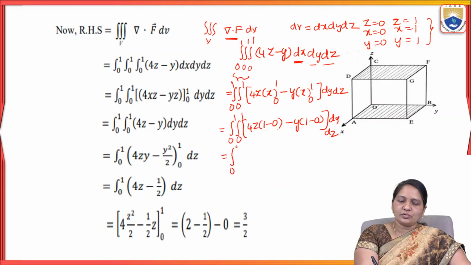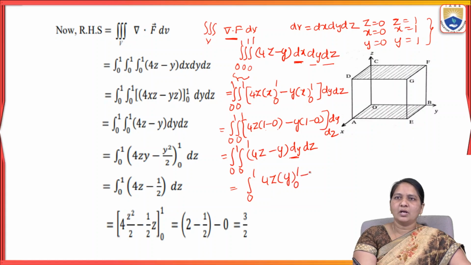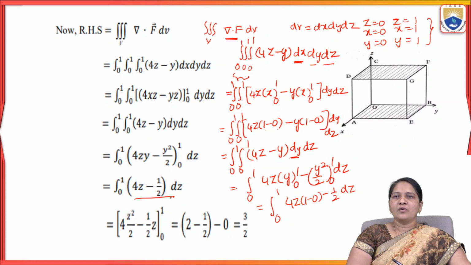So here, integral 0 to 1, 4z minus y dy dz. Now I am doing with respect to y first. So integral 0 to 1, 4z, integral dy is y, limits are 0 to 1, minus, with respect to y this is y square by 2, limits are 0 to 1, dz. Now I am using the values, that is upper limit minus lower limit. So 4z into 1 minus 0, minus 1 by 2, dz. So that is what we have here: 4z minus 1 by 2 dz.